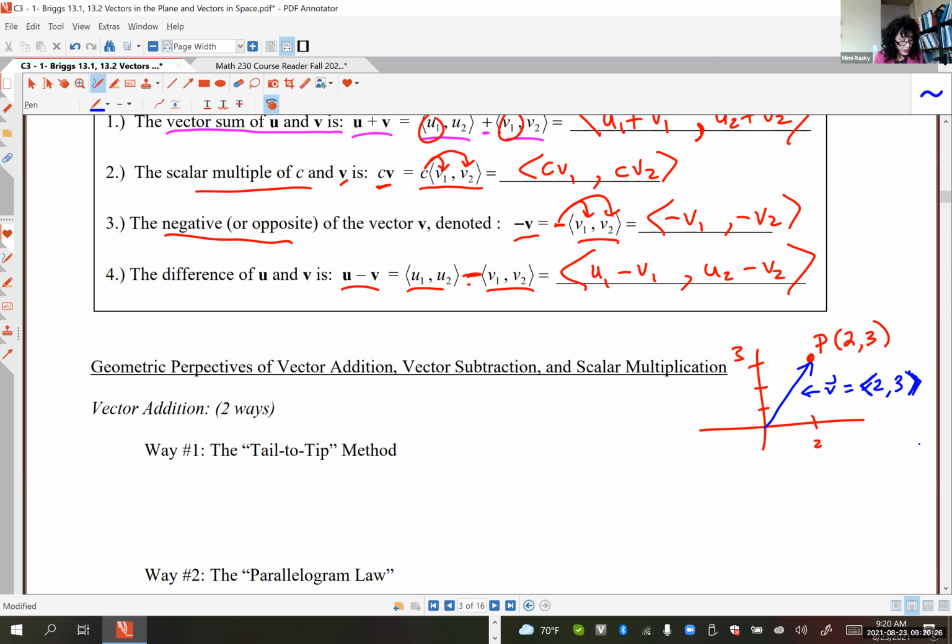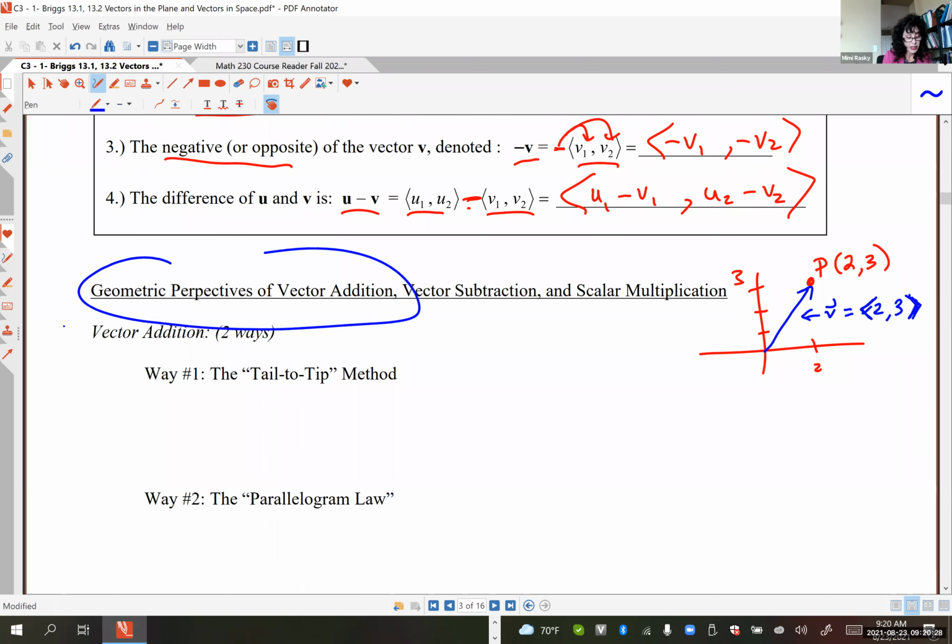Okay, now let's look at some geometric perspectives of vector addition as well as subtraction and scalar multiplication. When I ask you to add two vectors, typically I'm not going to have you graph them very often, once in a while. But if you're in physics, you really have to know visually what these look like because they use a lot of vectors.